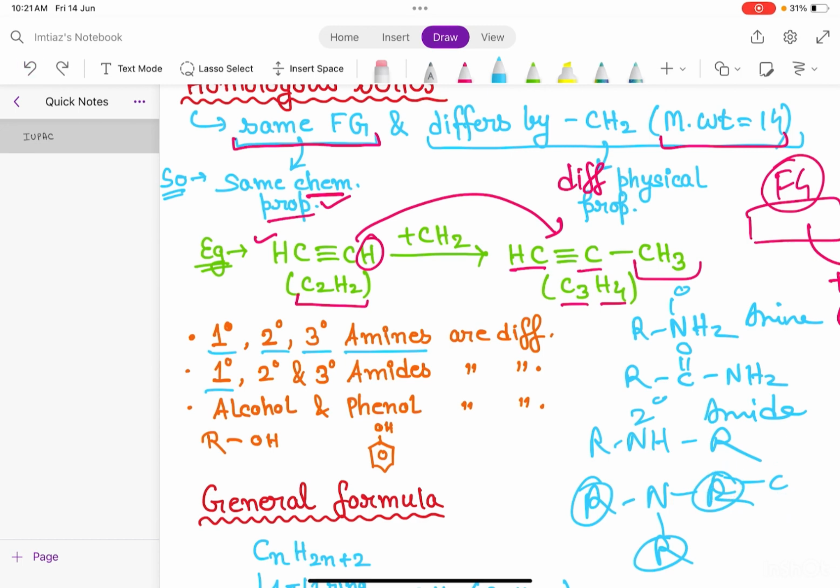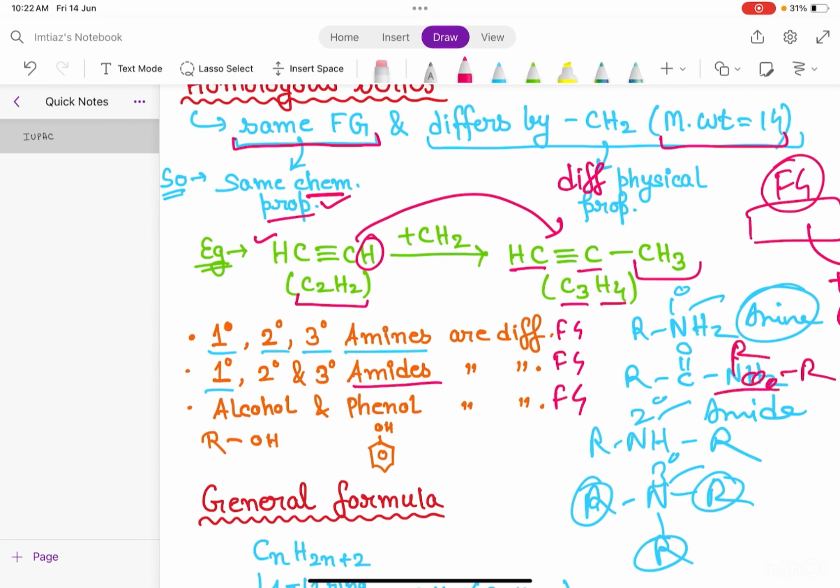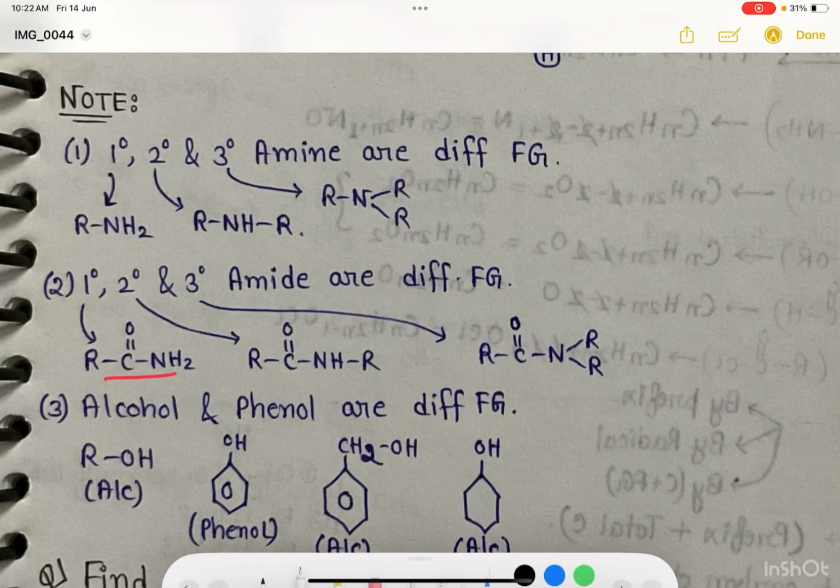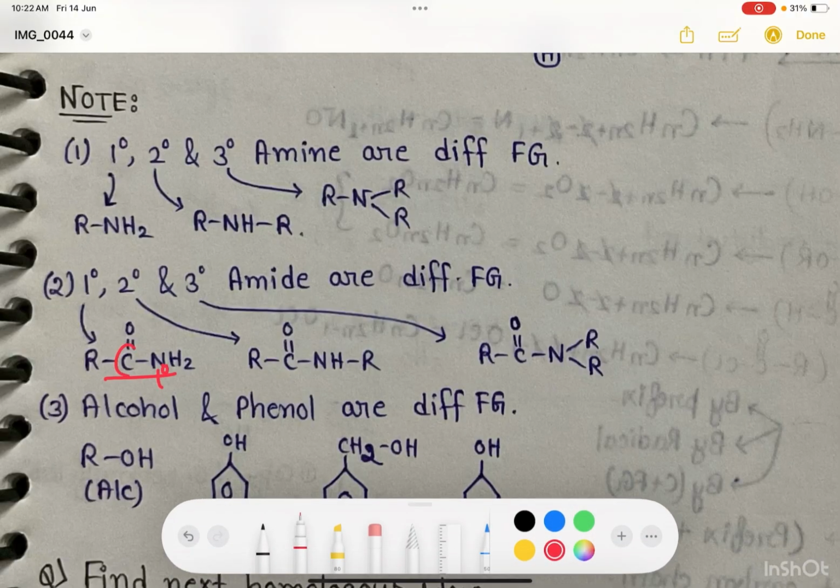So these are very basic things. What is R? Here you have 3 R, which means 3 degree, 3 carbons will be there. So 1 degree, 2 degree and 3 degree are all amines, but they are different functional groups. Similarly, for amides, there are different functional groups. This is an amide, and all these are 1 degree, 2 degree, 3 degree respectively. Here the amide is attached to 1 carbon, 1 degree; here attached to 2 carbons, 2 degree; attached to 3 carbons, 3 degree. They are different functional groups.